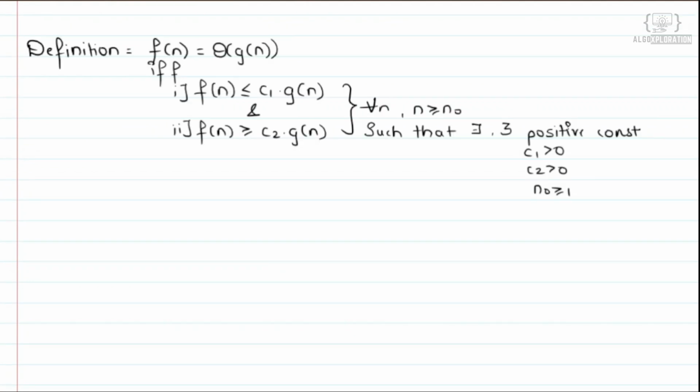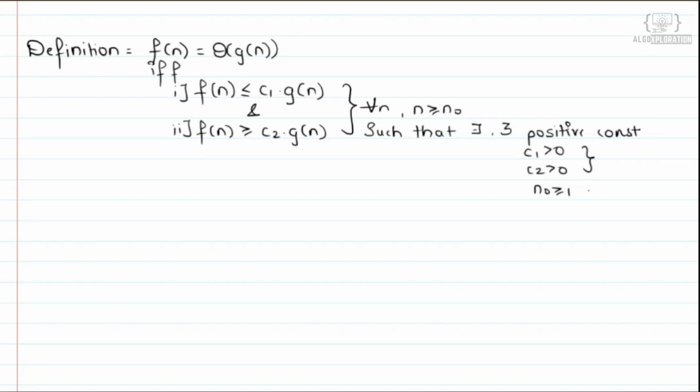This is the definition: f of n is equal to theta of g of n if and only if f of n is less than or equal to c1 into g of n and f of n is greater than or equal to c2 into g of n, for n greater than n naught, such that there exist positive constants c1 and c2, both greater than 0, and n naught greater than or equal to 1.